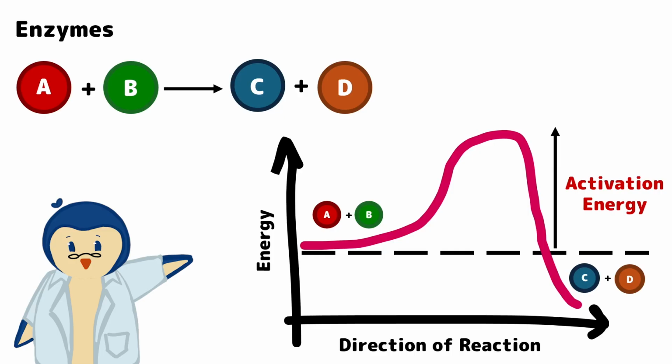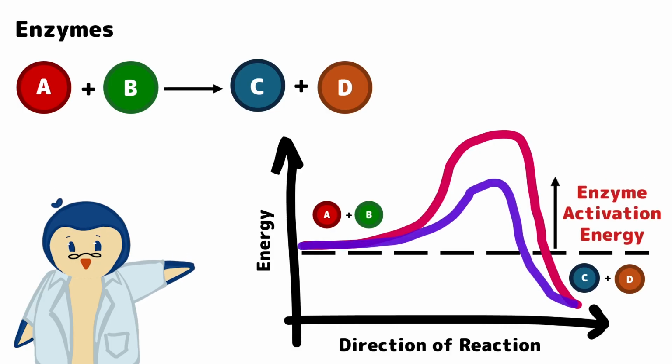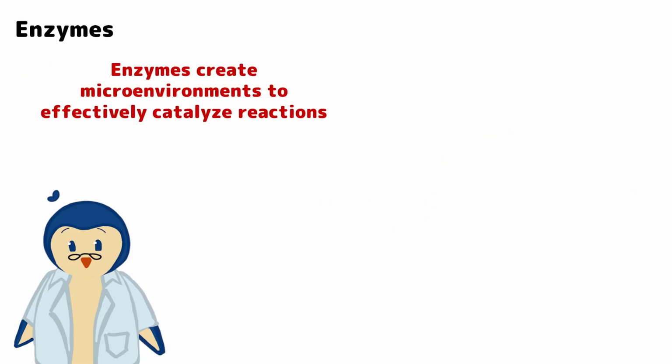So what does catalyzation mean? Catalyzation means to lower this activation energy so we can speed up reactions, which is very necessary for biological organisms, because we would be practically dead before they would even finish. So enzymes do catalysis and they just lower activation energy. Now, how do they do it? Well, they create a microenvironment to effectively catalyze reactions.